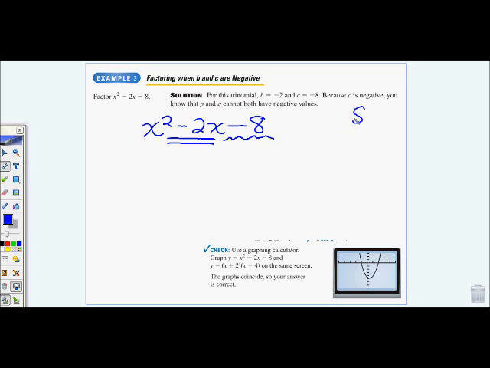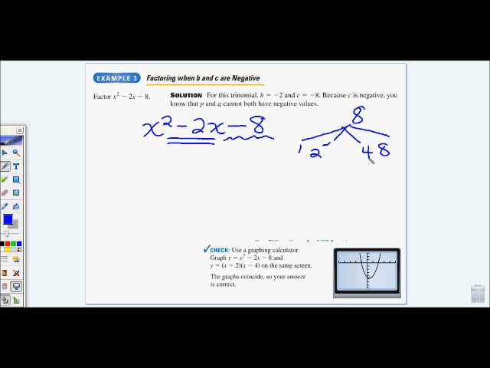Again, I would start with my factors of 8. I have my 1 and my 8. You don't have to write these down. I'm writing them down so you're seeing where I'm getting them. You could be doing these mentally. And I have my factors of 2 and 4. Those are my only factors for 8.